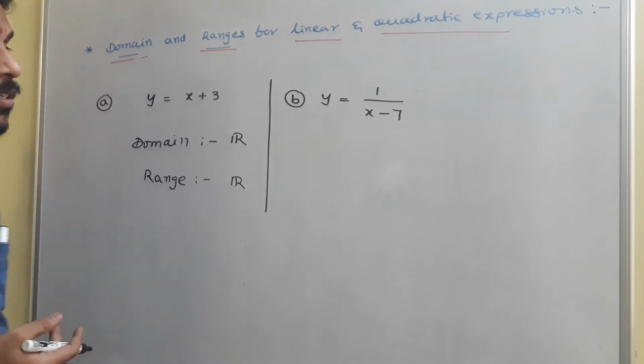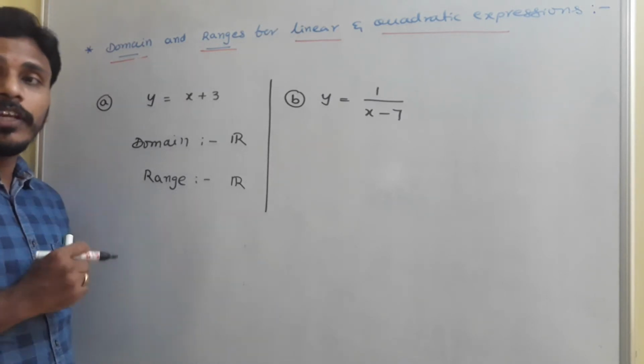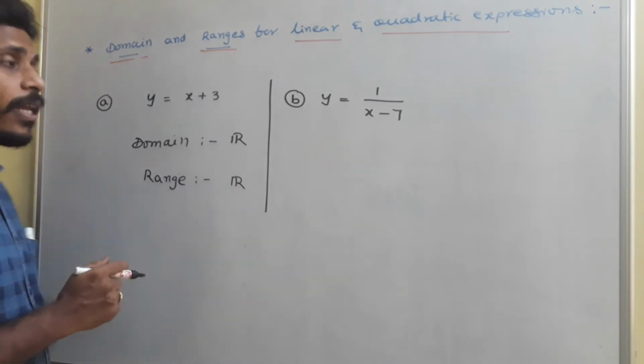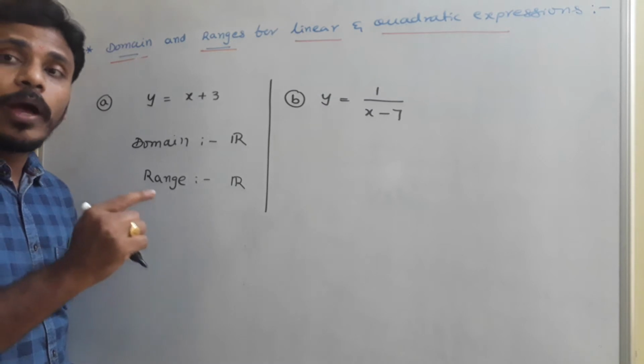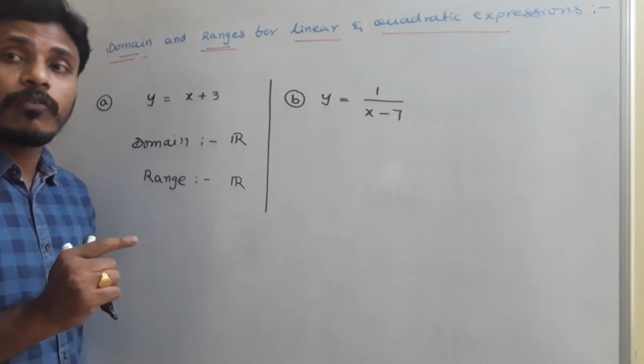So as we discussed in the previous case for y equals 1 by x, like that we need to discuss for this y equals 1 by x minus 7. Domain is nothing but what? Possible values for x. Range is nothing but possible values for y.